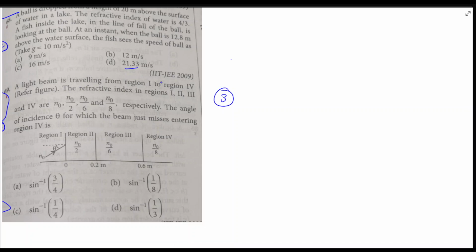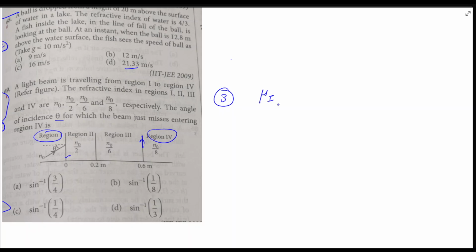So a light beam is traveling from region 1 to region 4, like this. The angle of incidence theta is for which the beam just misses entering region 4. So here light must go like this. Let's use Snell's law for this boundary, this boundary, this boundary. And look, if you divide them, then the answer will be just region 1 compared with region 4. So we'll use it like that.